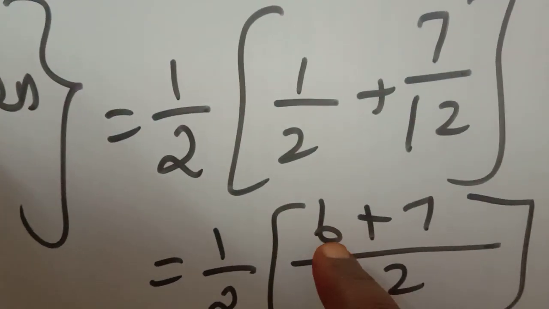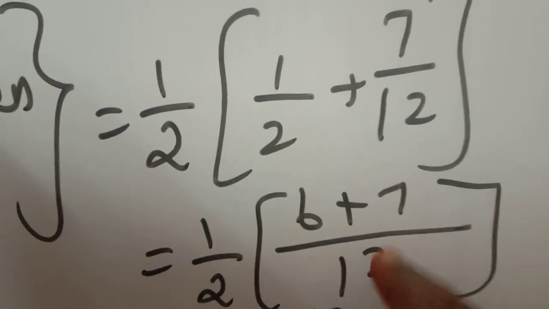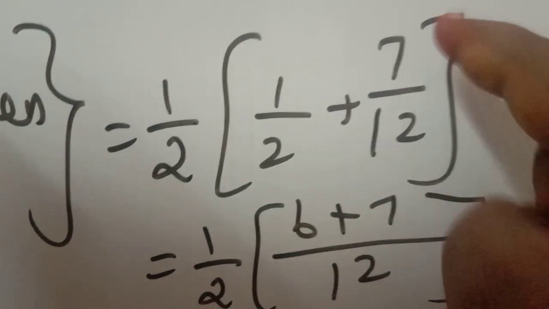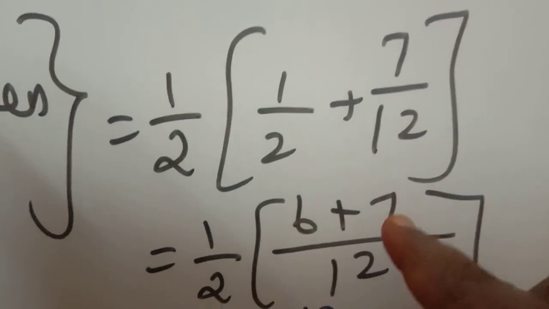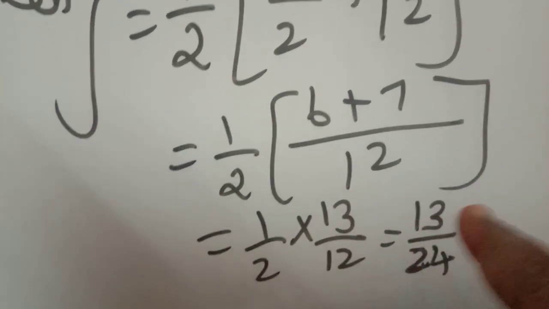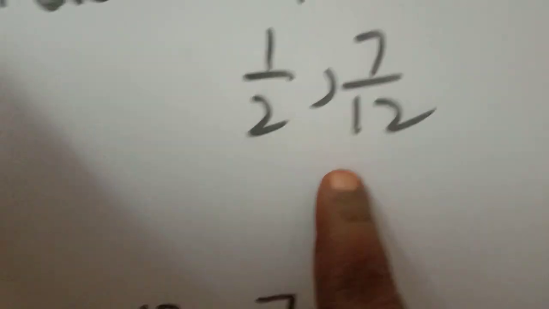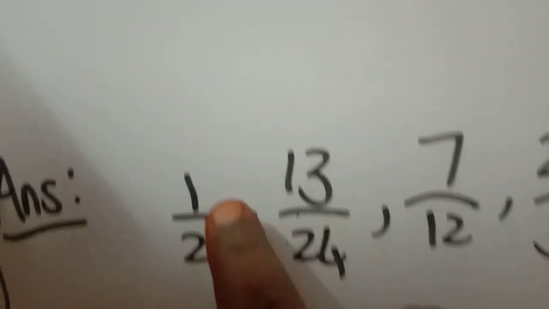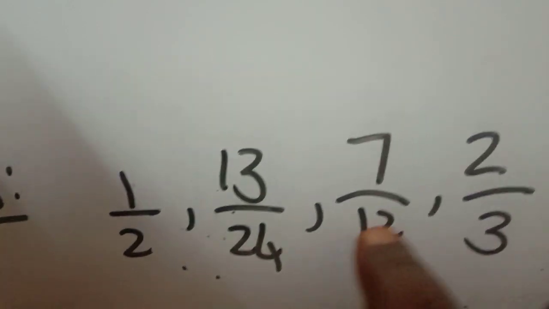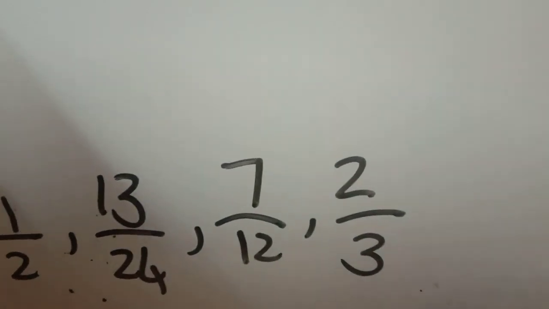So multiply 6 in the numerator also. Plus here 12, the same number is there. So 12 into 1. So 7 here. 7 into 1. So 7. So 13 by 12. So 13 by 24. Now this 13 by 24 is between 1 by 2 and 7 by 12. So in that order we have to write 1 by 2, 13 by 24, 7 by 12, comma 2 by 3.